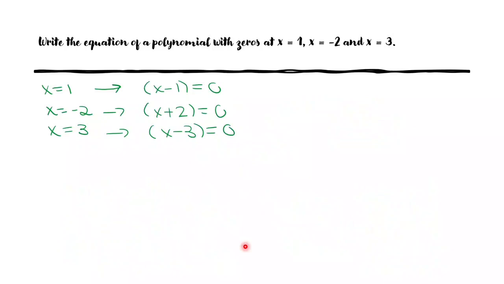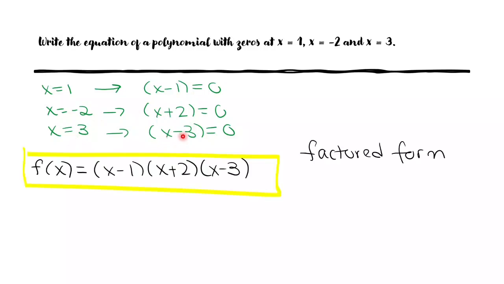For example, if I want to write the equation of a polynomial with zeros, and zeros are places where the function equals 0, in this case, these are x-intercepts. So my polynomial has zeros at x equal 1, x equal negative 2, and x equal 3. Each of these zeros must correspond to a factor. I'm just working backwards. So if x equal 1 is a 0, x minus 1 had to have been a factor. If x equal negative 2 is a 0, x plus 2 must have been a factor. And if x equal 3 is a 0, x minus 3 must have been a factor.